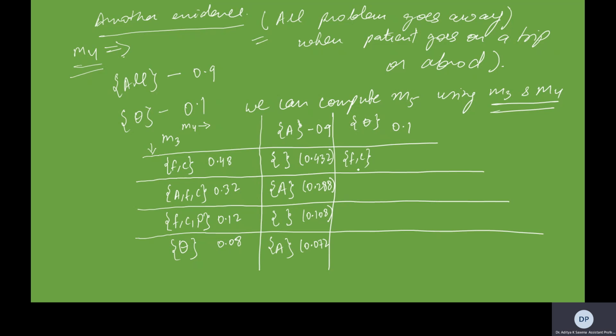Same thing, we will write FC because it is theta, everything will be repeated. FC, AFC, you can add FCP, and theta here. Now what are their new belief values? 0.48 into 0.1, you only add one zero extra. 0.048, it will be 0.032, it will be 0.012, it will be 0.008.